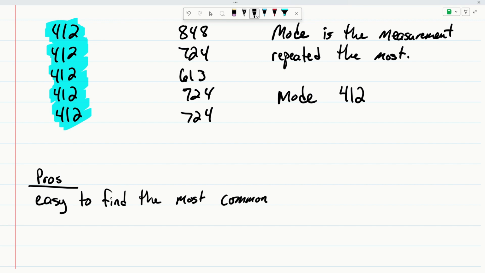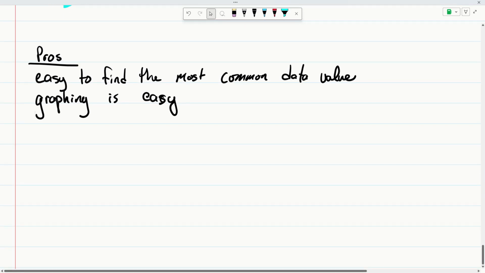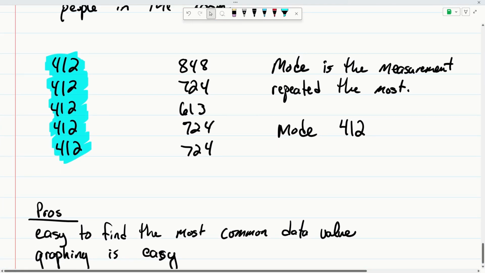So it's easy to find the most common data value. All right, it's the number repeated the most. All right, if we were to graph this, this is very easy to graph. Very easy to graph. All right, we could do like a frequency chart here where we would have the different area codes listed underneath. So let me copy and paste these so I can see them.